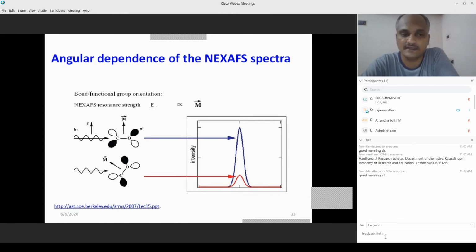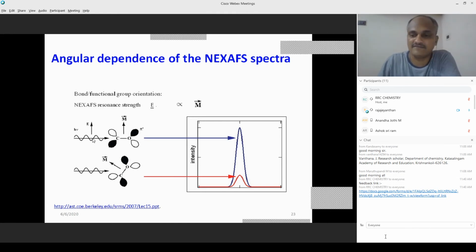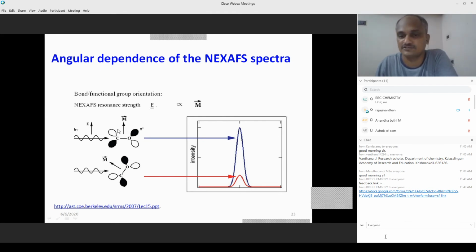If it is lying parallel, for example, and you are passing an X-ray having an electric field vector parallel to the magnetic dipole moment, that is denoted by the symbol M. If the electric field vector of the X-ray and the magnetic dipole moment are aligned parallel to each other, then you can say there is a strong intensity signal, and the NEXAFS spectral signal will be obtained. So by this way, by grazing on the surface, you can tell that the carbon monoxide is absorbed parallel on the surface.